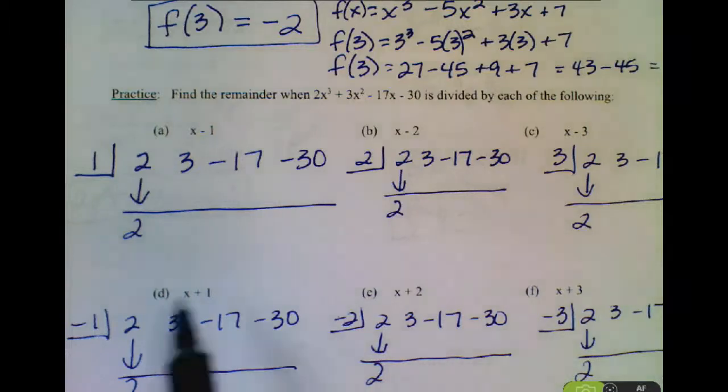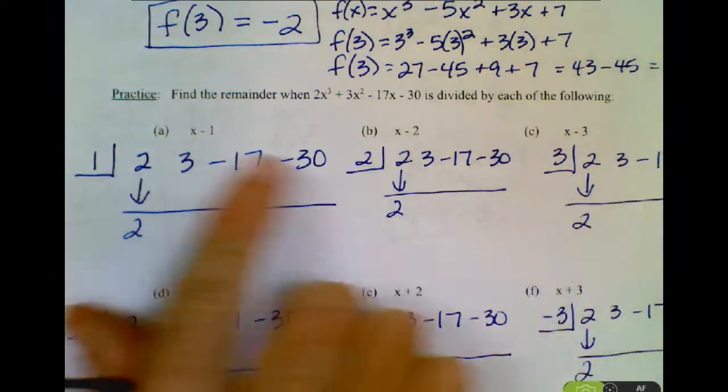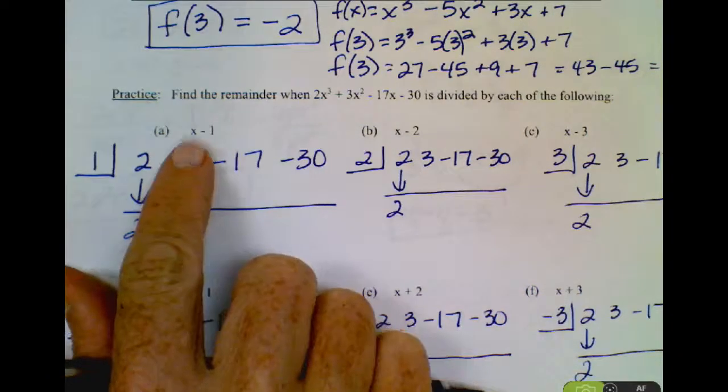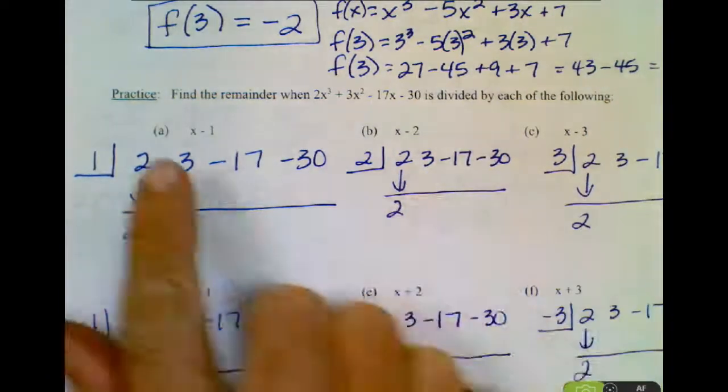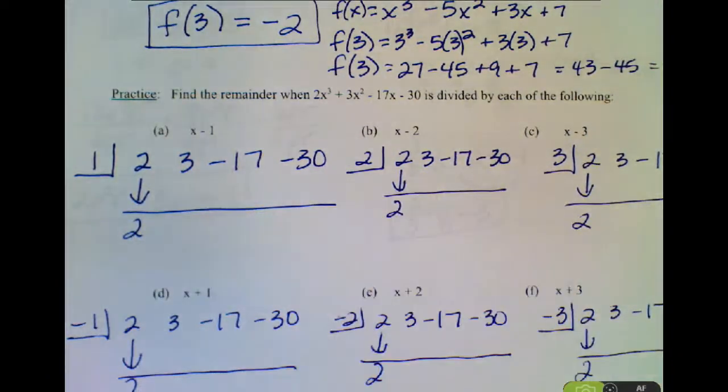Okay, so all I did was set up all of my synthetic divisions. They're all exactly the same setup. The only difference is what's being put out in the front. Since these are x minus 1, x minus 2, x minus 3, I'm going to have 1, 2, 3 in my divider boxes. And these are x plus 1, x plus 2, x plus 3, so I'm going to have negative 1, negative 2, negative 3. Now I'm just going to rip through them.